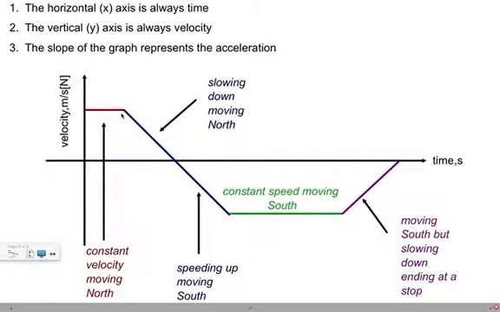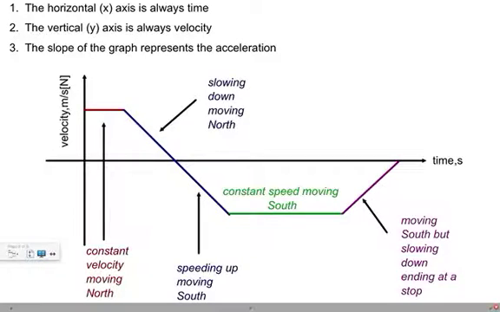So it's almost like what's happening here is constant pace, slows down, turns around. This means at this point he's changed direction. He turns around and is speeding up in the south direction. Now he's going at a constant speed in the south direction. And now he's slowing down, ending at rest.